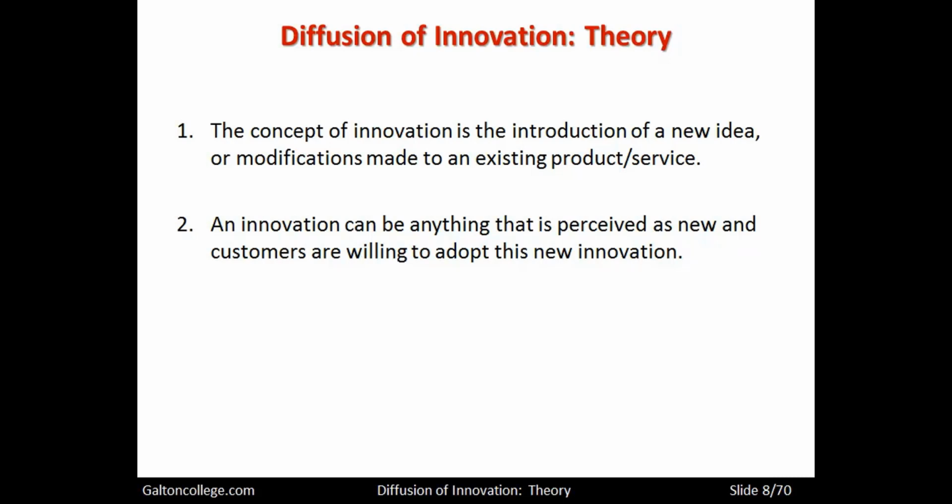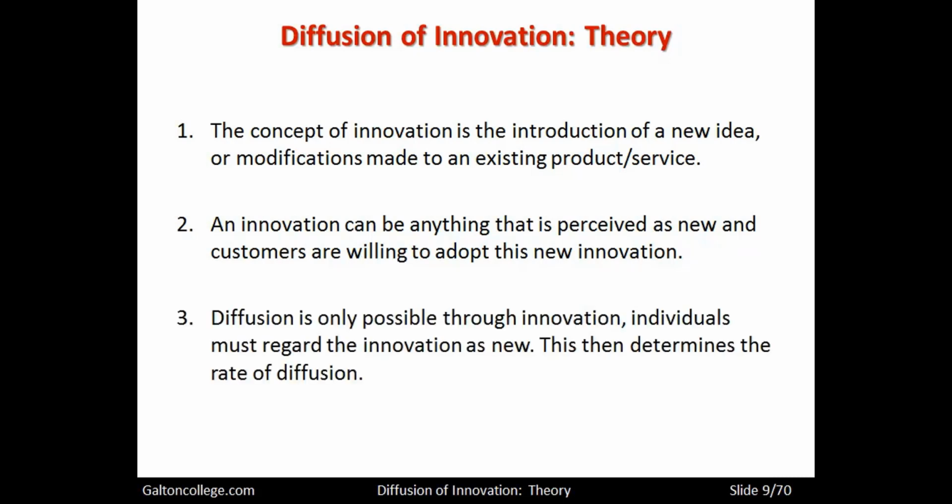So diffusion is not uniform. It doesn't spread evenly throughout the economy or throughout the world. Innovation starts, some parts will develop, other parts will stay as they are, and eventually they will develop. But at the early stages, they may be reluctant to join in. So diffusion is only possible through innovation. Individuals must regard the innovation as new.